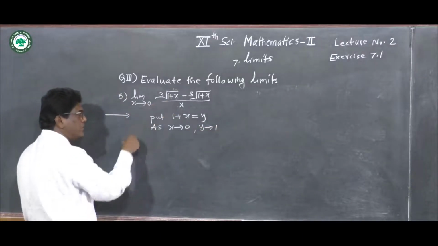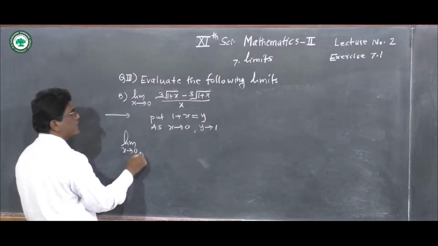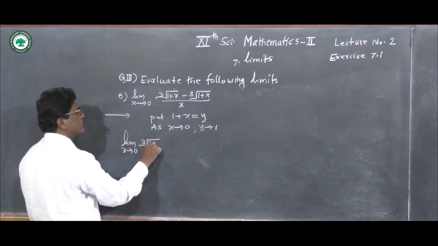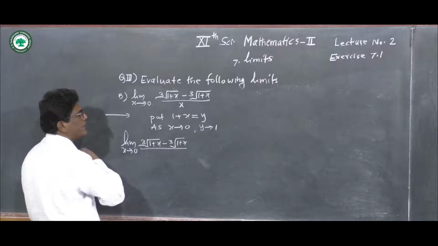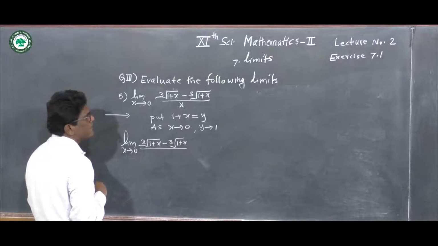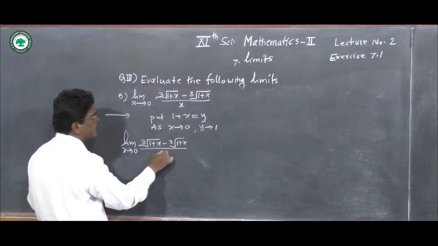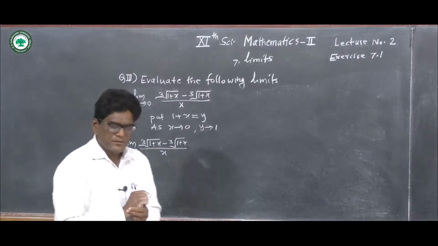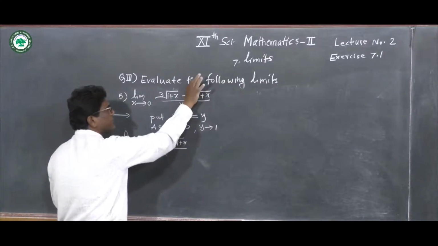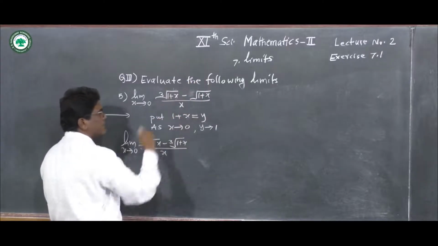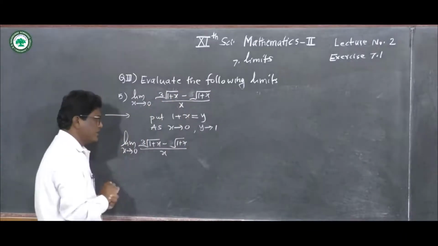Now write this problem again. Limit x tends to 0, cubic root of 1 plus x minus, here also, 1 plus x, divided by x. Here it is the cubic root of 1 plus x and here the square root. Here we have not been given a number, otherwise this and this would cancel each other. Here it is the square root.